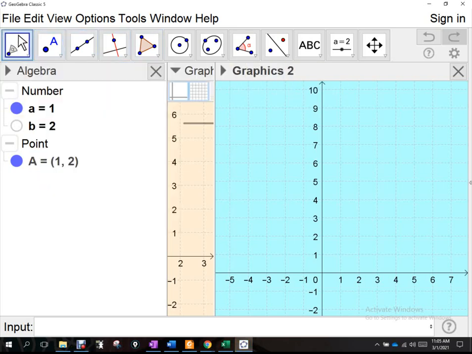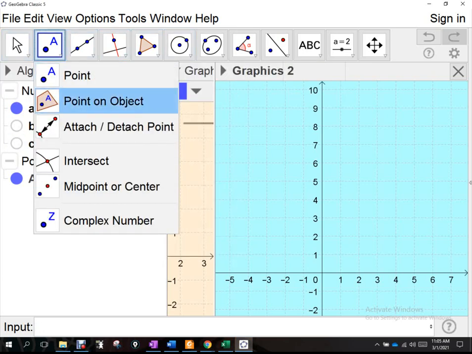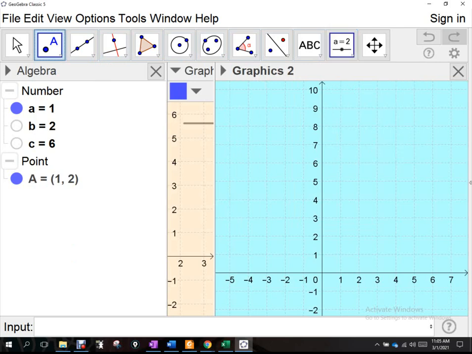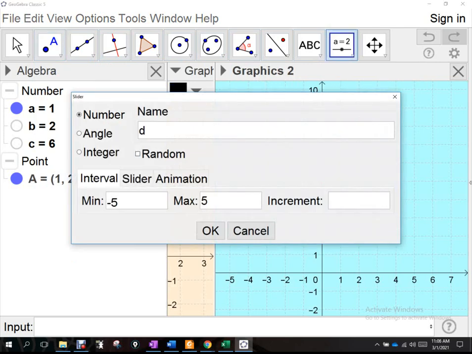So I'm going to take the number 6, and I'm going to divide it by, let's see here, create a slider. We'll go from 2 to 4.01.